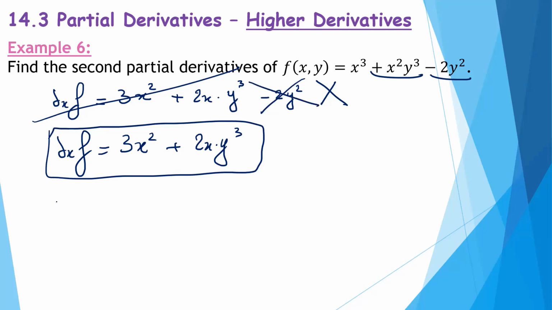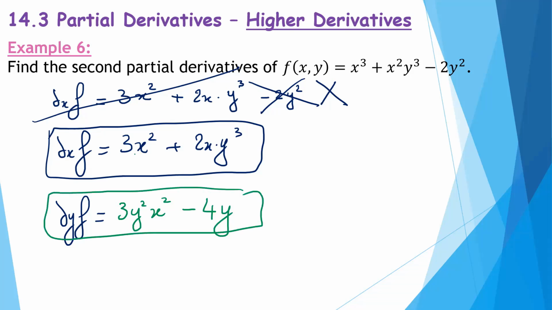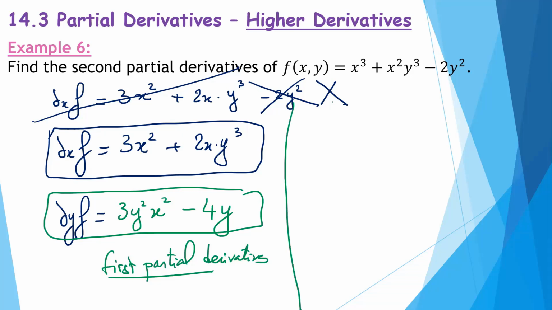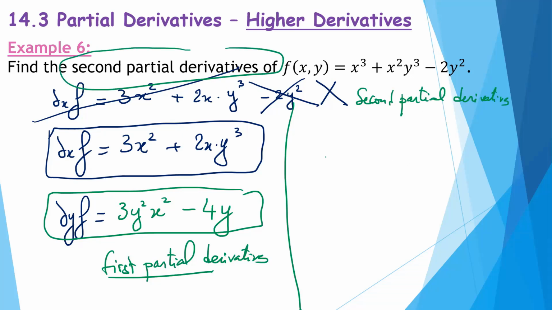Okay. What is dyf? 0. Okay, this 0 goes away, plus 3y squared times x squared. Okay, 3y squared x squared, or 3x squared y squared, okay. Minus 4y. Minus 4y, okay. So these are the first partial derivatives. We have 2. But what is required? Required are the second partial derivatives. So what are the second partial derivatives?